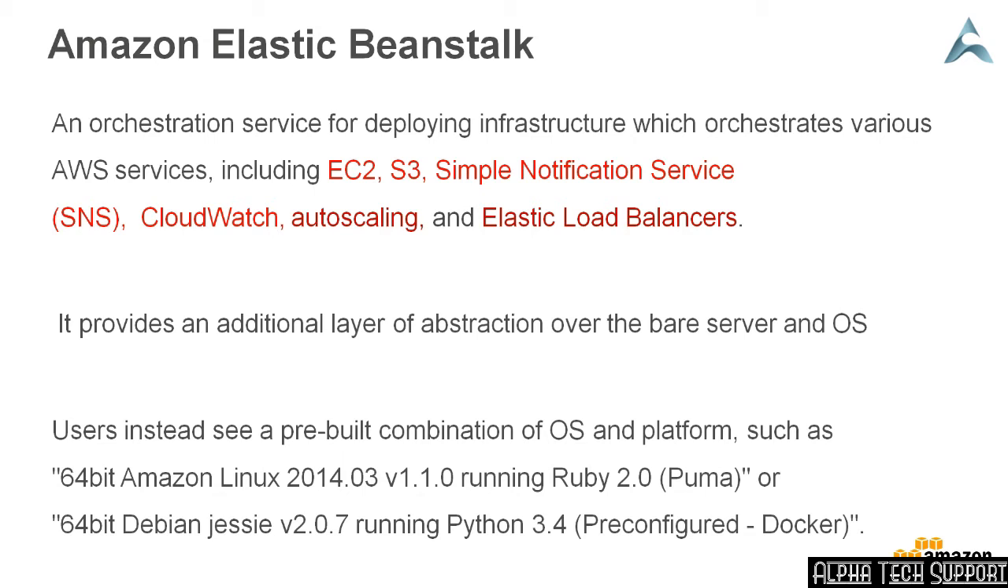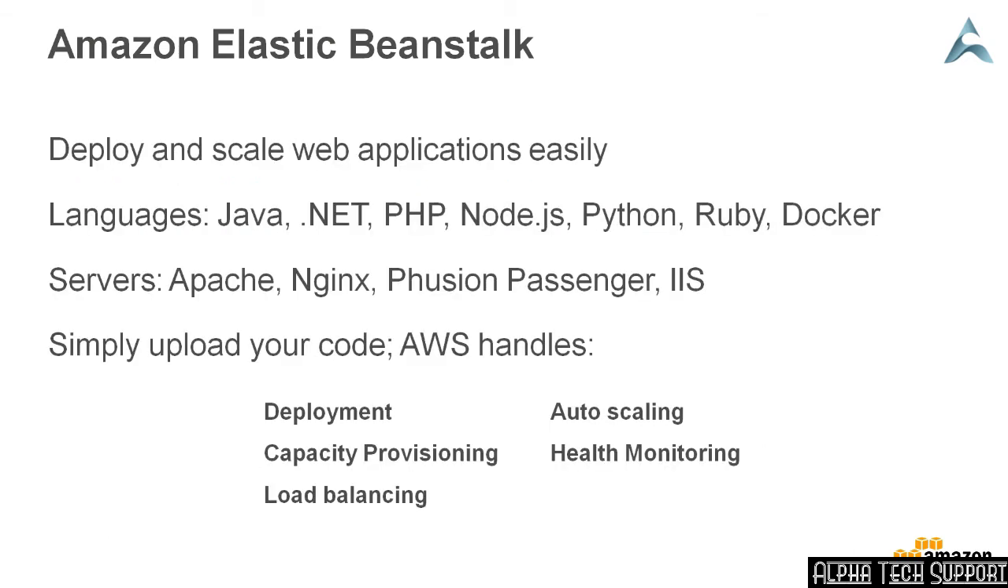It comes with a pre-built combination of OS and platform, such as 64-bit Amazon Linux, running Ruby or Python with pre-configured Docker or other things. It supports various programming languages, that can be Java, .NET, PHP, Node.js, Python, Ruby, Docker. Docker is not a language but a container. It can work with different web servers like Apache, Nginx, Phusion Passenger, IIS of Windows.